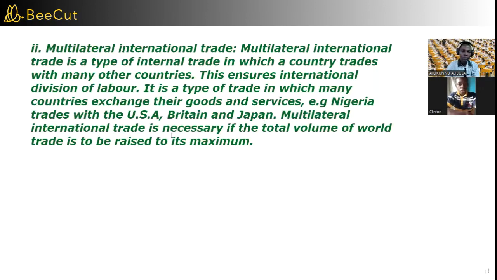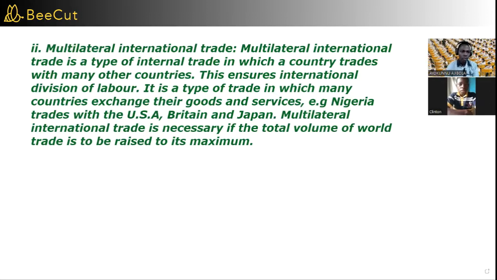So multilateral international trade is necessary if the total volume of world trade is to be raised to its maximum. So there should be division of labor. Let this country be producing this and be supplying to ABC country. Then let B country be producing this and supplying to ABD country, and so on and so forth. So that is what multilateral is. You should be able to differentiate between multilateral trade and bilateral international trade. So having said that about international trade, we need to look quickly into what internal trade is.